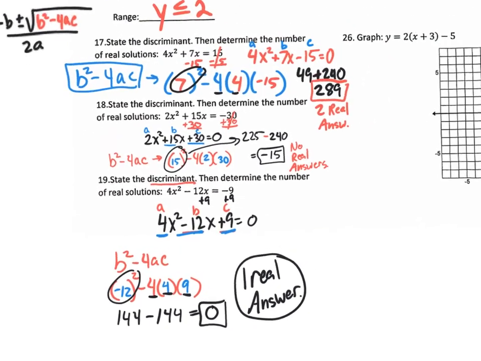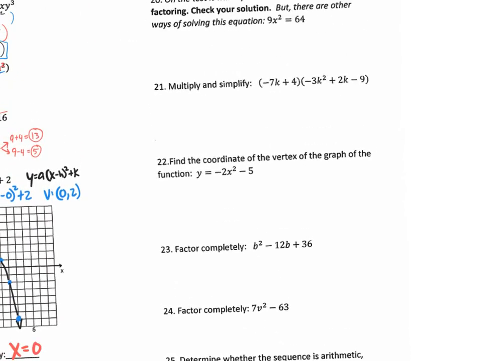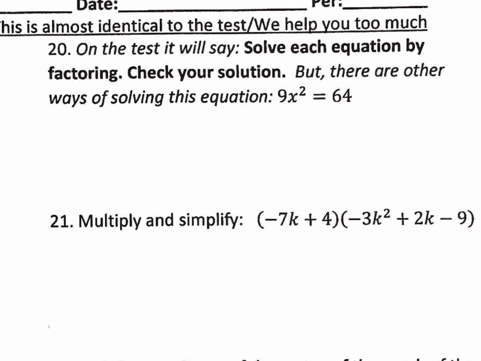So those were the 3 types, number 17, 18, and 19. I'm going to end this video right here, and we'll pick up on number 20 on the next video.